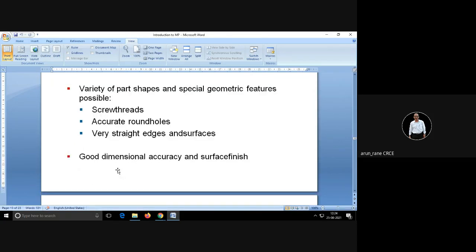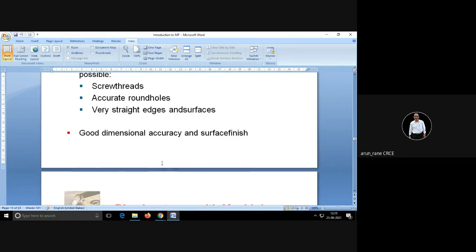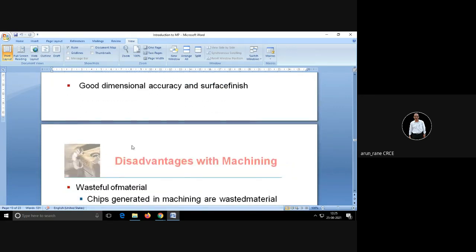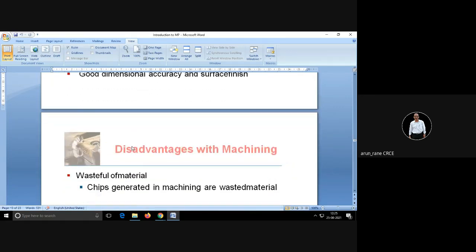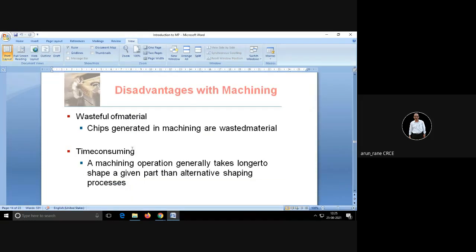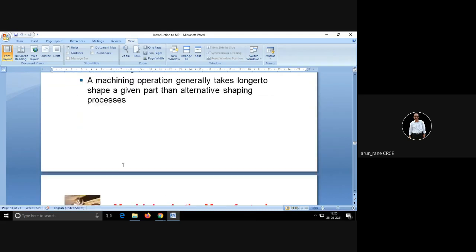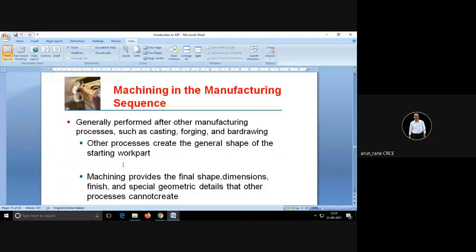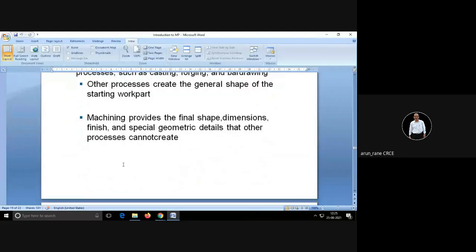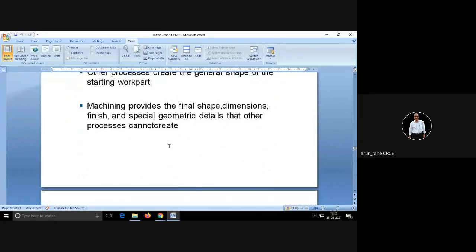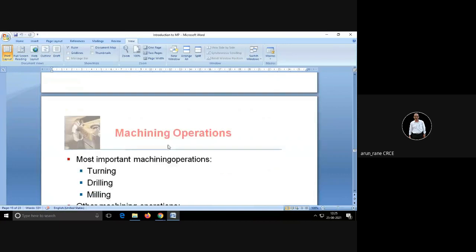Even injection molding or blow molding cannot give accuracy within 20 micron. 20 micron is nothing but 0.02 millimeter. So if you want good dimensional accuracy and a good surface finish, then machining is the answer, right? But there are disadvantages also: wastage is more, more chips are generated, and it is time consuming. More and more time is required here. Machining will give you final shape, dimensions, finish, and some geometric details.